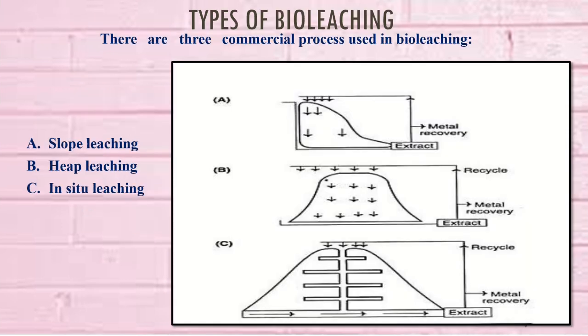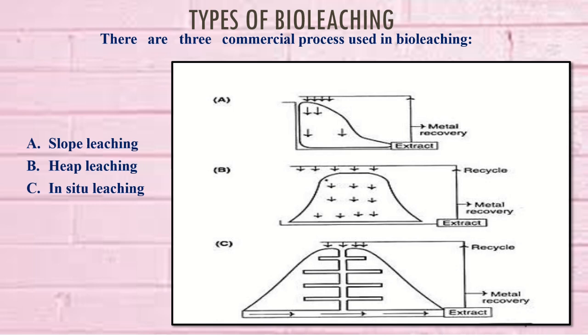There are three commercial processes used in bioleaching. One is slope leaching, another heap leaching, and in situ leaching. Slope leaching. Here, the ores are first ground to get fine pieces and then dumped into a large leaching tub. Water containing inoculum of Thiobacillus is continuously sprinkled over the ore. Water is collected from the bottom and used to extract metal and generate bacteria in an oxidation pond.